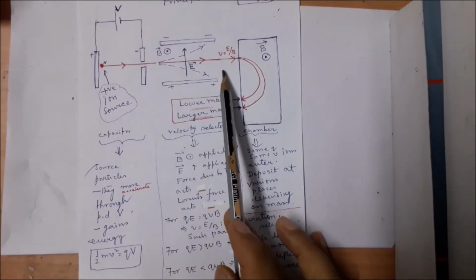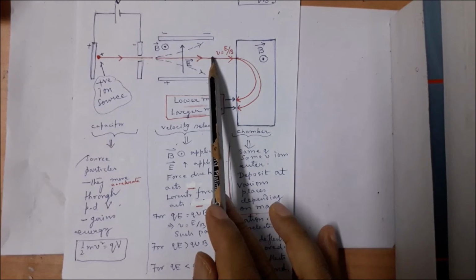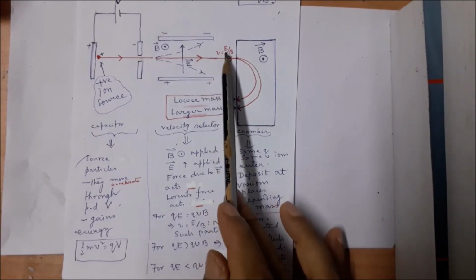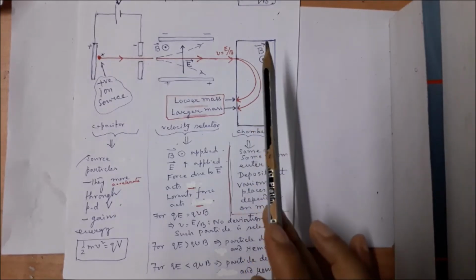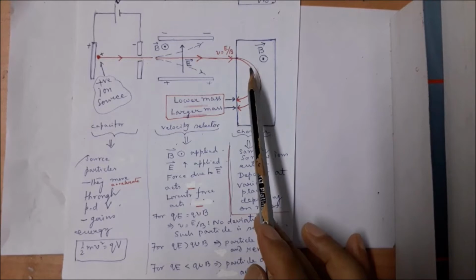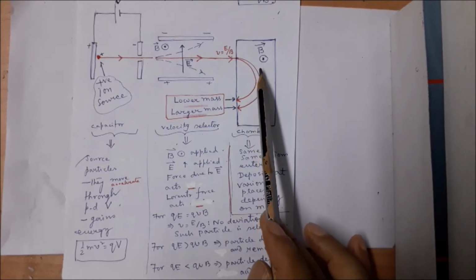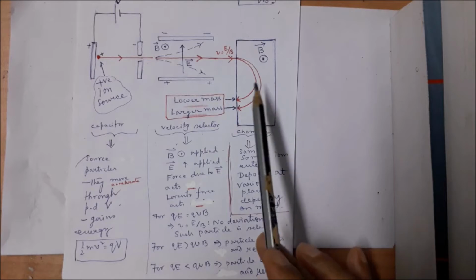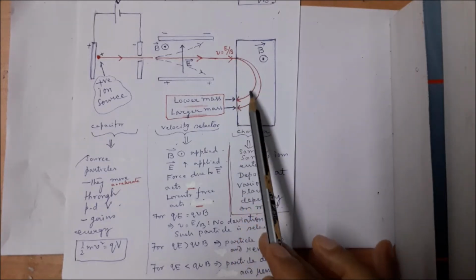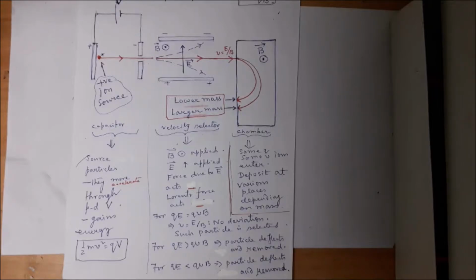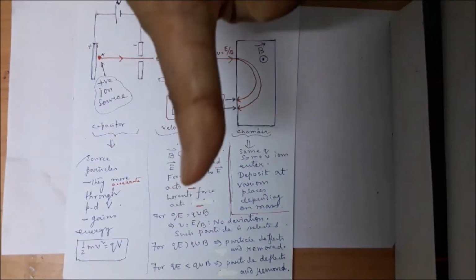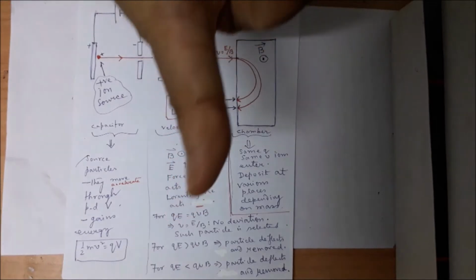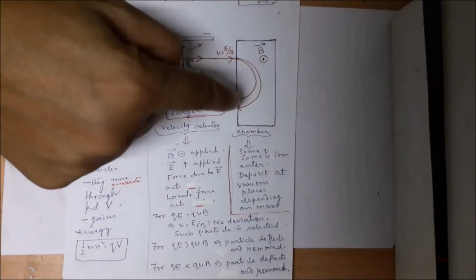The filtered or selected positive ions having V equal to E by B now enter into this chamber where B acts up. Again, positive charged particles are acted upon by a Lorentz force which bends them and they trace this circular path. So the positive ions enter into the chamber, see a B field up and experience a Lorentz force that pushes them in this direction, and therefore they trace these circular arcs.